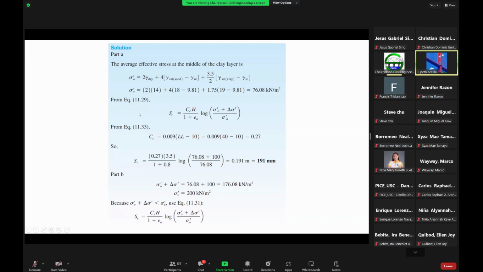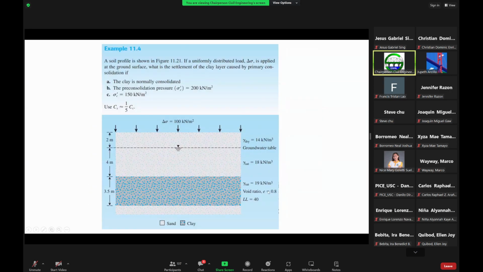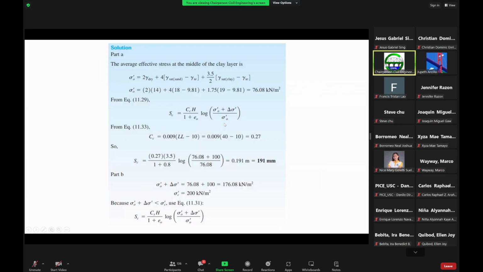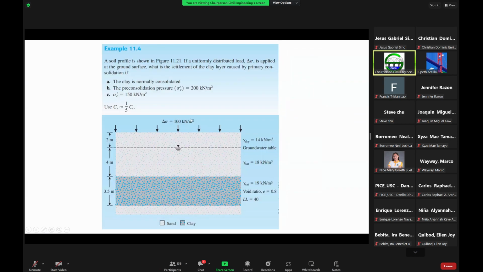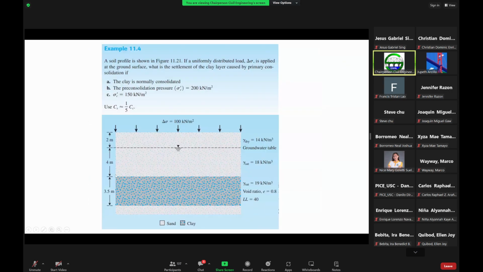So from equation 11.29, we have this formula here, wherein we have already calculated this one here, that's 76. The initial void ratio is 0.8, and then the stress increase is equal to 100 kilopascals. And then H is equal to the depth of the clay layer, 3.5.